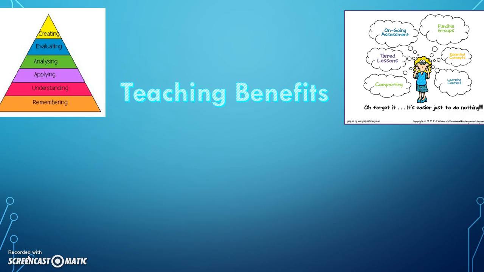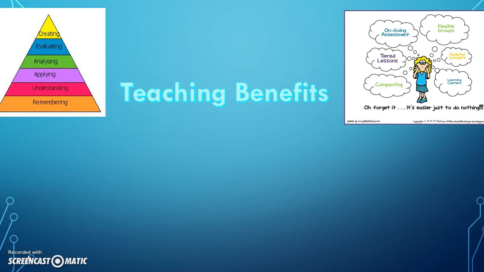Flexible grouping. If I use my iStation information, I can say, okay, these kids that are reading in this particular Lexile group, I'm going to put them in group 1. This other group, they're going to be in group 2. And that way I can automatically know who my students are who are struggling, and I can also help those kids by meeting them at the level where they are. Tiered lessons go right back into that. Compacting, going right back into what I just talked about.